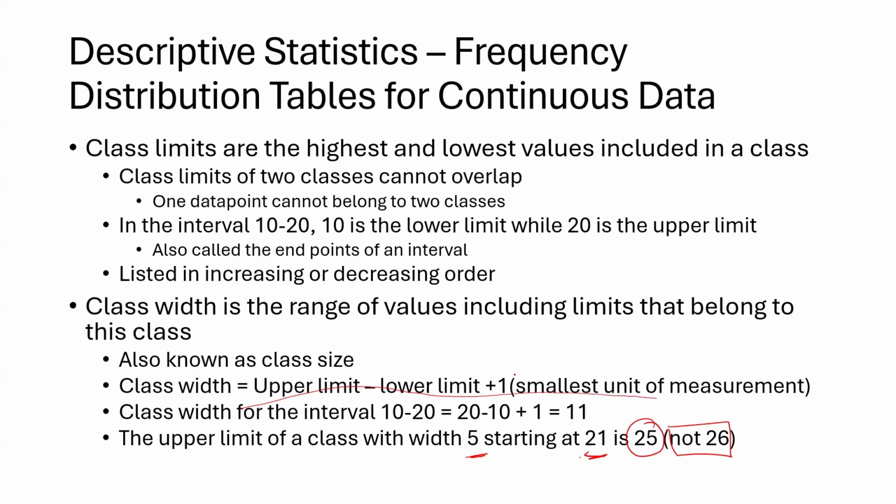So if I take the upper limit out from this expression, the upper limit is going to be the class width plus the lower limit minus 1. I just rearranged this equation. So in our case, the class width is 5 plus the lower value 21 minus 1. It is going to be 25 and not 26. So this is how you're going to work out class widths or the upper or lower limits.